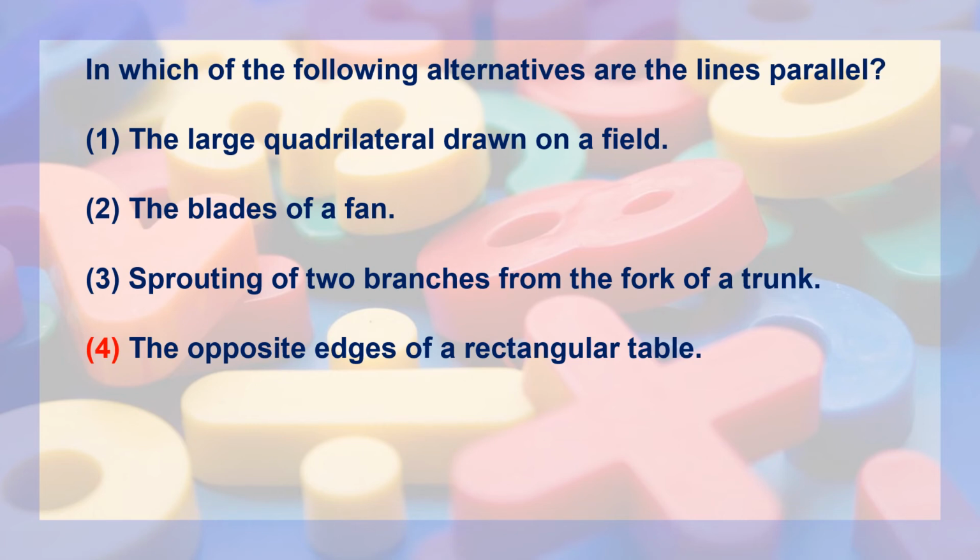The last option, that is the opposite edges of a rectangular table. If you have a rectangular table, we know that the distance between the two sides will be the same. That is why you will have a proper rectangle being formed. Opposite sides are of the same length, so that makes them equidistant from each other, right? So the fourth option is the correct alternative, that is the opposite edges of a rectangular table are parallel lines.